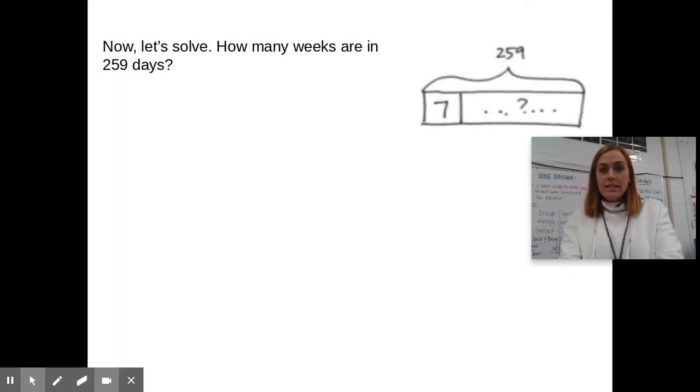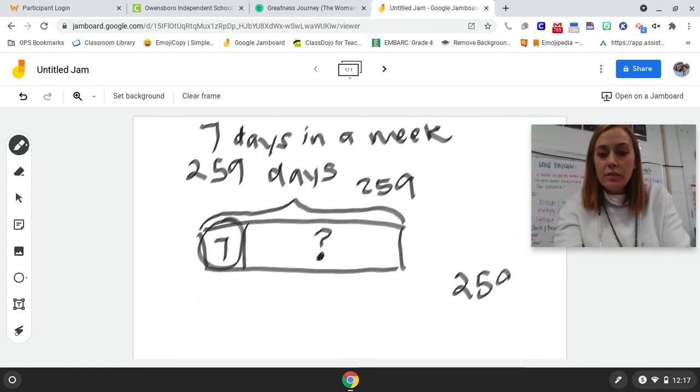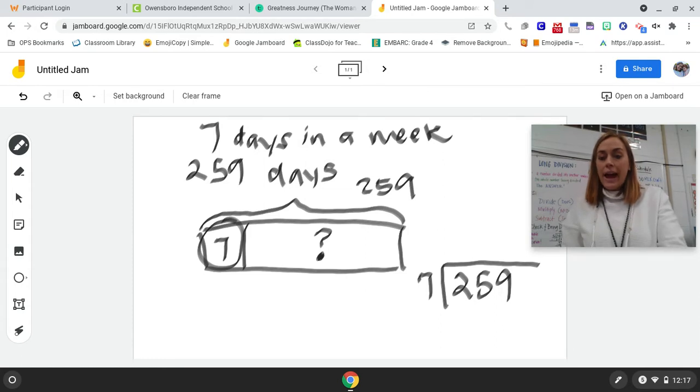So now let's solve. How would I go about solving? I want you to take a minute and think about it. And hopefully you've decided that you would have to do division. And we would take 259, that is our dividend, and divide by 7, our divisor. And we would have to do our long division process, right?